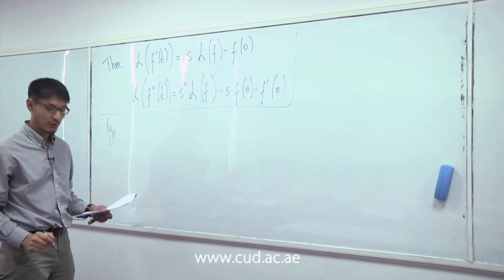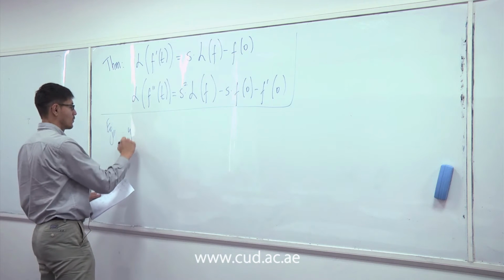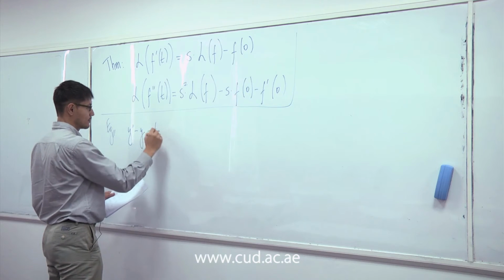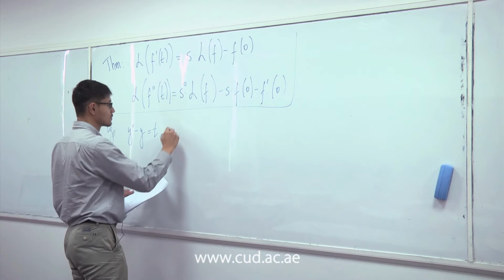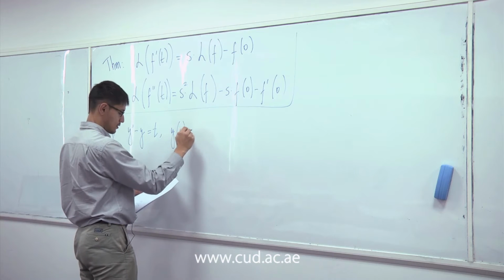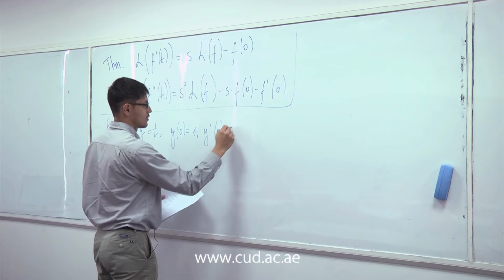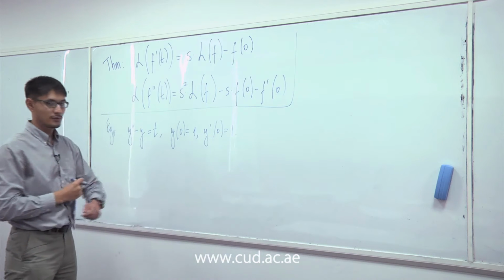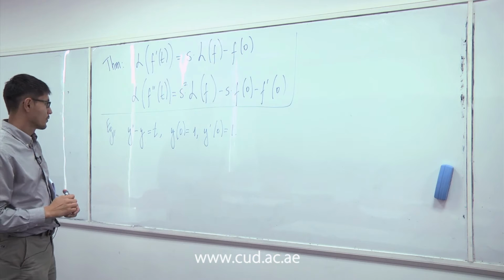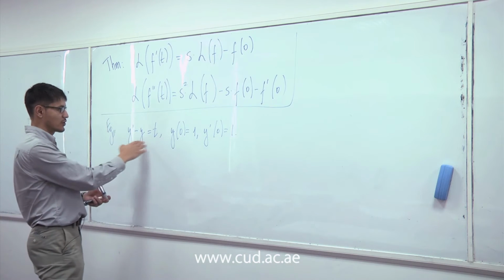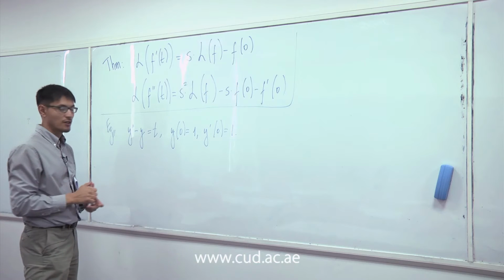Let's consider the following example. y double prime minus y equals t, where y of 0 equals 1 and y prime of 0 also equals 1. Okay, so there are three major steps in solving a differential equation using the Laplace transform.